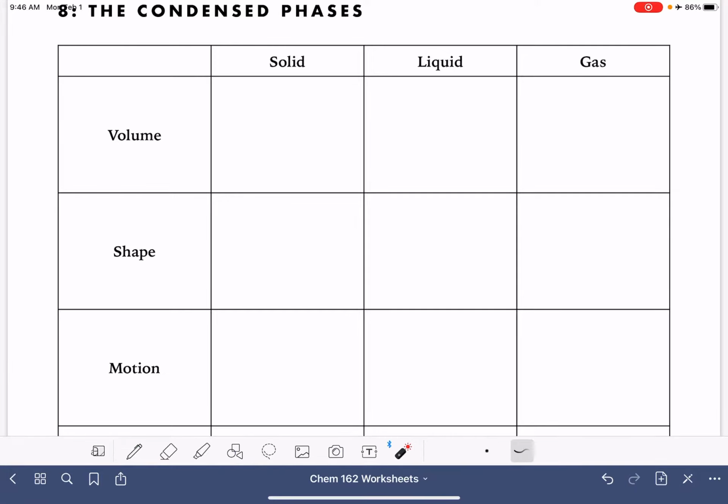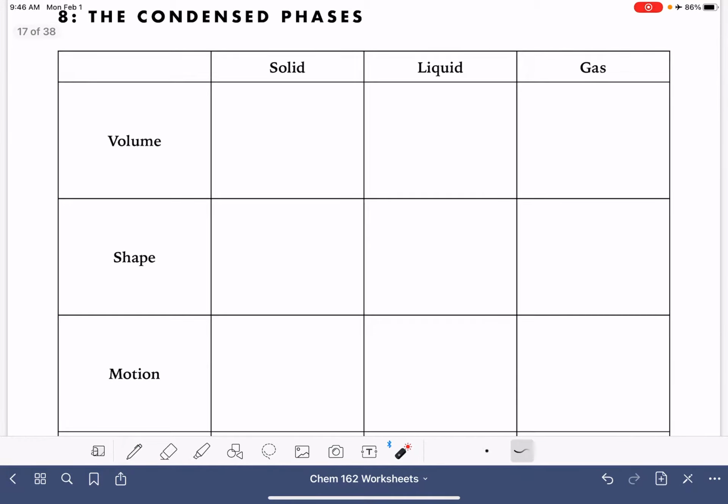In this video, we're going to go through 4 properties of substances that are in the solid state, liquid state, and gas state. We're going to be starting with volume. Volume is the amount of space that an object occupies.